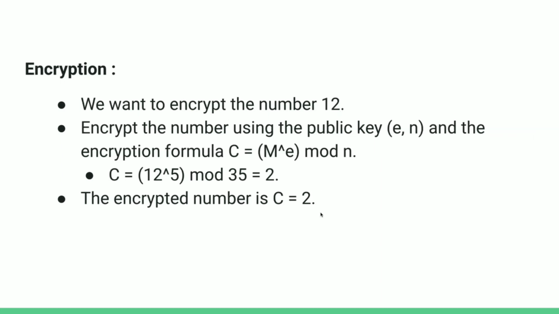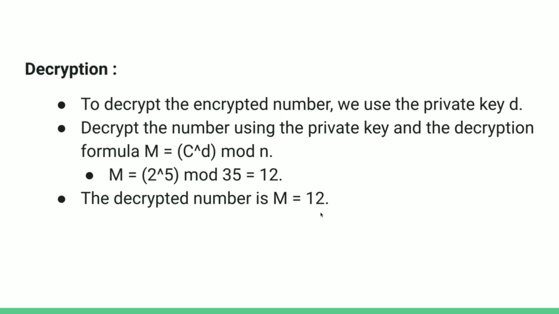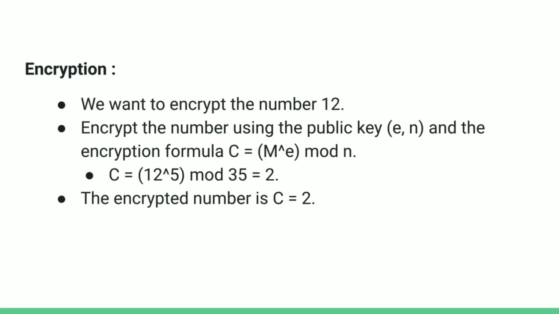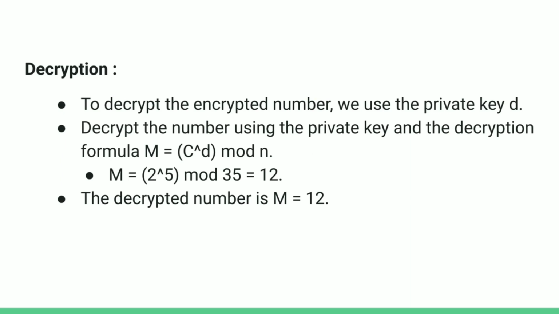So in encryption, our C is 2 and in decryption, our m is equal to 12. So the decrypted number is 12 and the encrypted number is 2. That's all. This is all about the RSA algorithm.